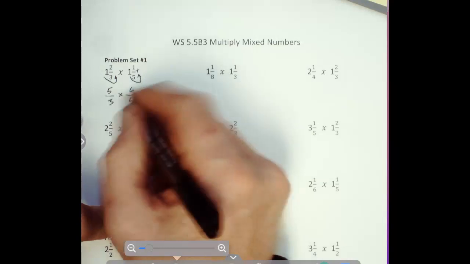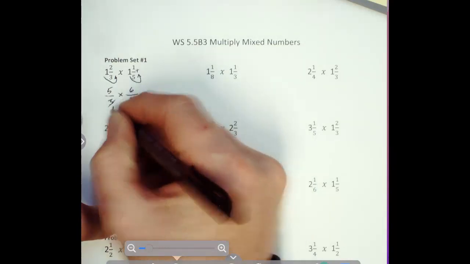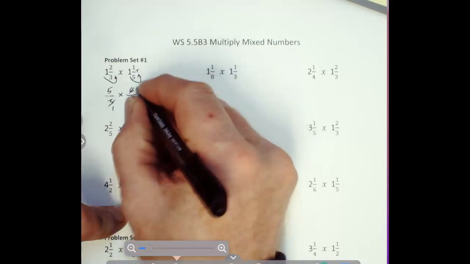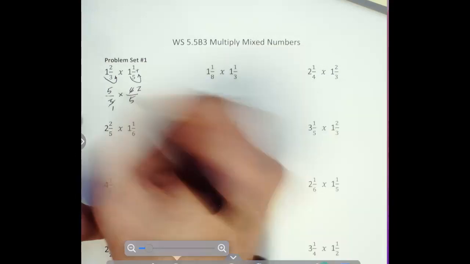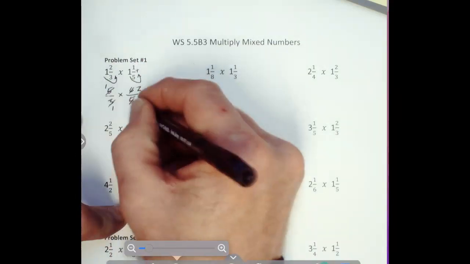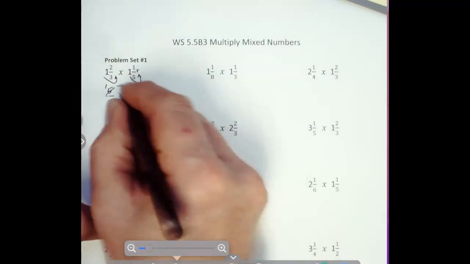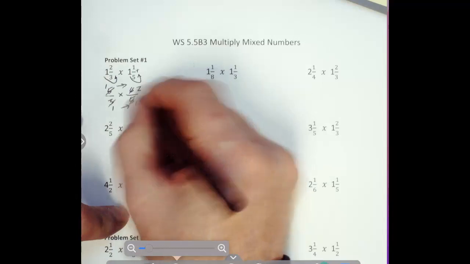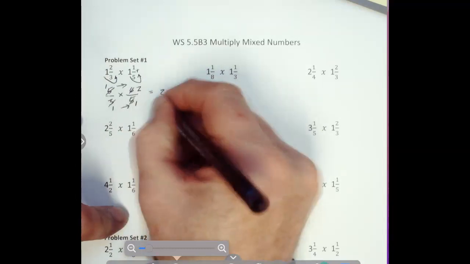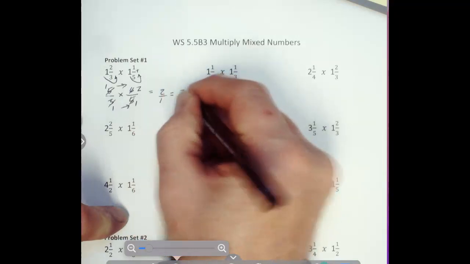Take a look both directions, see if you can do any cross reduction. You can divide here by 3. 3 divided by 3 is 1. 6 divided by 3 is 2. Oh wow, we can cross out here too. 5 divided by 5 is 1. 5 divided by 5 is 1. So when we got all the cross reducing done, all we have on top is 1 times 2, which is 2. And 1 times 1, which is 1. 2 over 1, or 2 divided by 1, is simply 2.